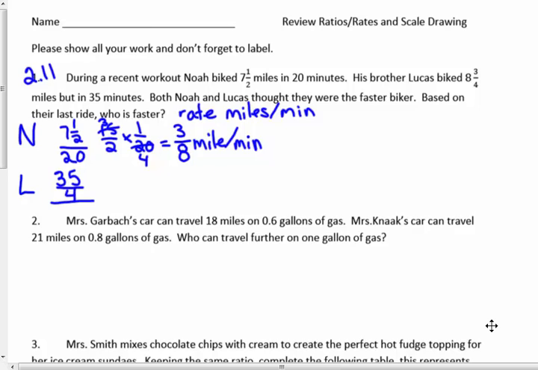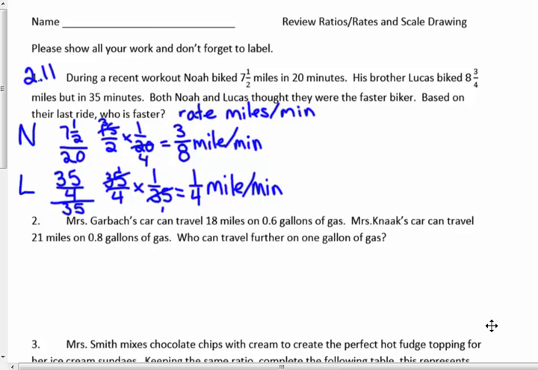8 3/4 would be the same thing as 35/4 divided by 35. So 8 3/4 is 35/4 miles in 35 minutes. Well, keep it, change it, flip it, so it would be 35/4 times 1/35. Well, isn't that nice? Those cross cancel. And I get 1/4 of a mile per minute. In a minute, Lucas bikes 1/4 of a mile and Noah bikes 3/8 of a mile.